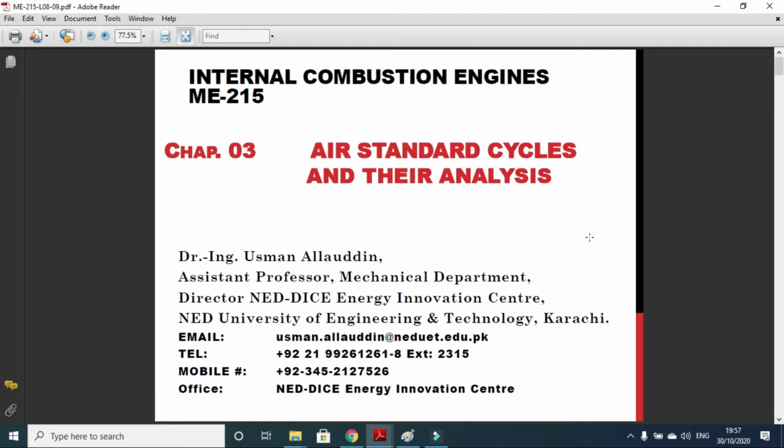If you remember, in the last lecture we started chapter number 3 of the book by Dennison, Air Standard Cycles and their Analysis, and we started the chapter with the analysis of the Otto cycle. We derived the expressions for thermal efficiency, net work output and mean effective pressure. Then we solved a few numericals of the Air Standard Otto cycle.